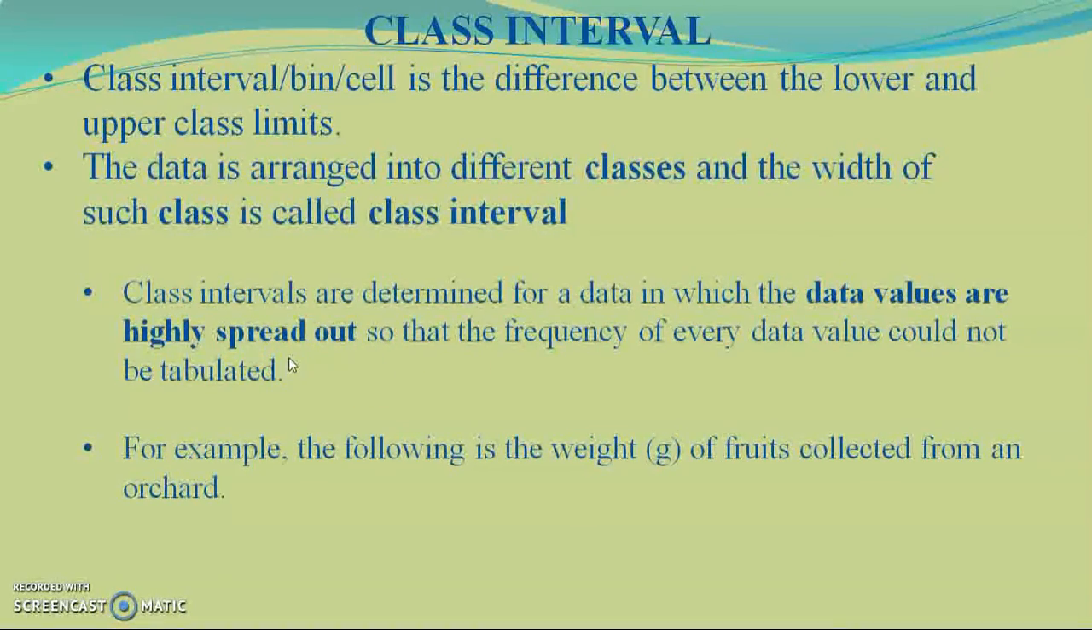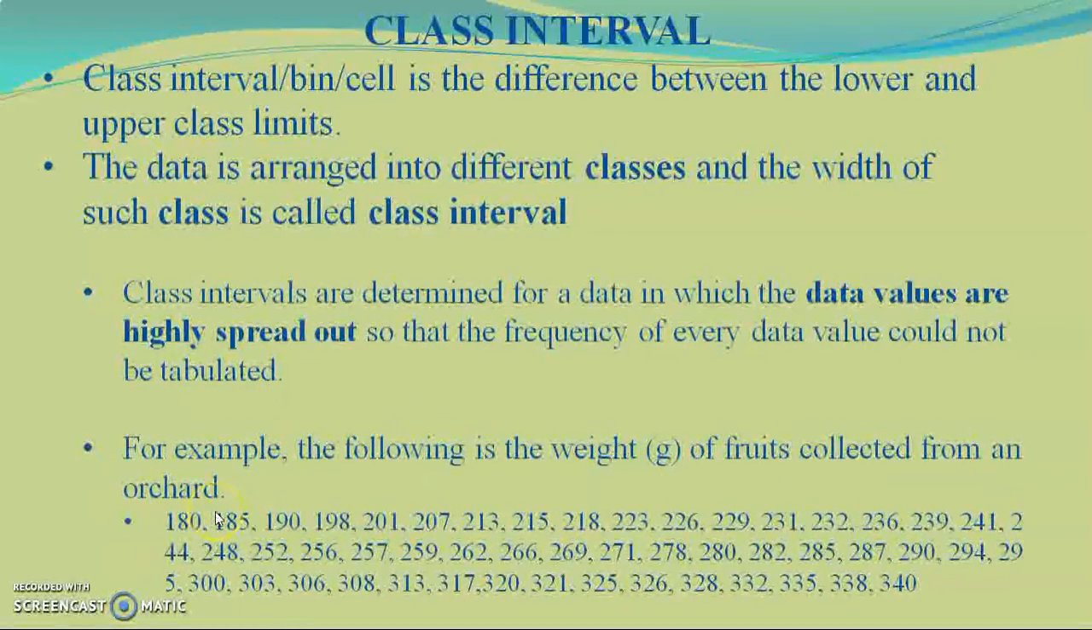We have discussed a while ago, it is made into groups of classes or values for the convenience of highly spread out data, in order to save time and space, so that the frequency of every data value need not be tabulated. That is not needed for such minor frequency. For example, the following is the weight in grams of fruits collected from an orchard. See here, you can see a lot of weights of so many fruits. It is highly spread out data.